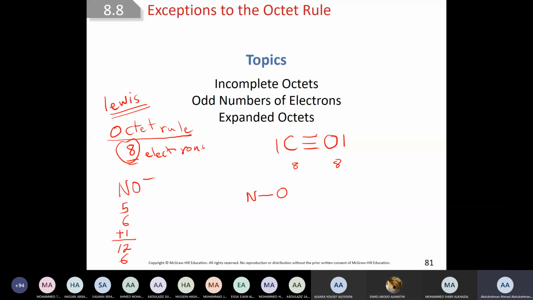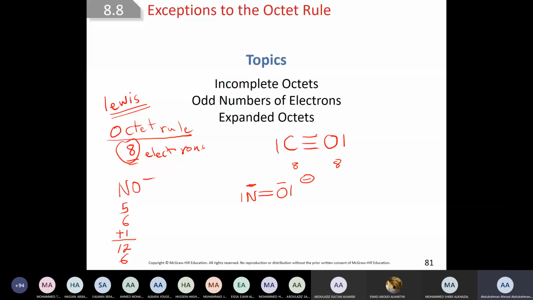Okay, and then we'll put 1, 2, 3, 4, 5, and 6. Okay, that is the NO minus molecule, like this. Is this acceptable? Yes, it is acceptable. Very good. And there is a minus charge.